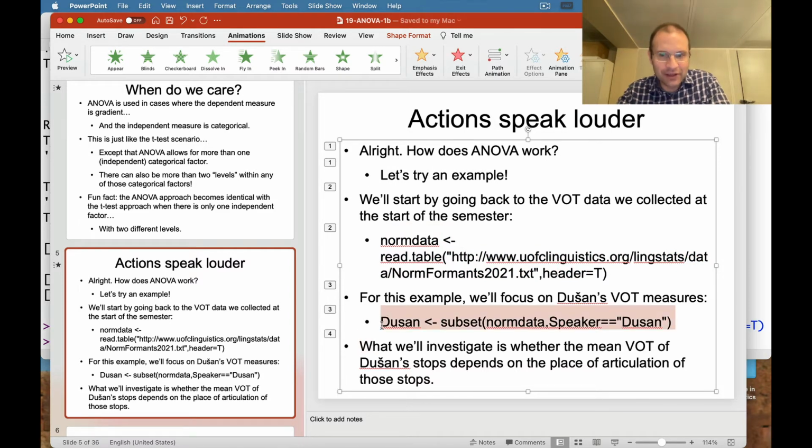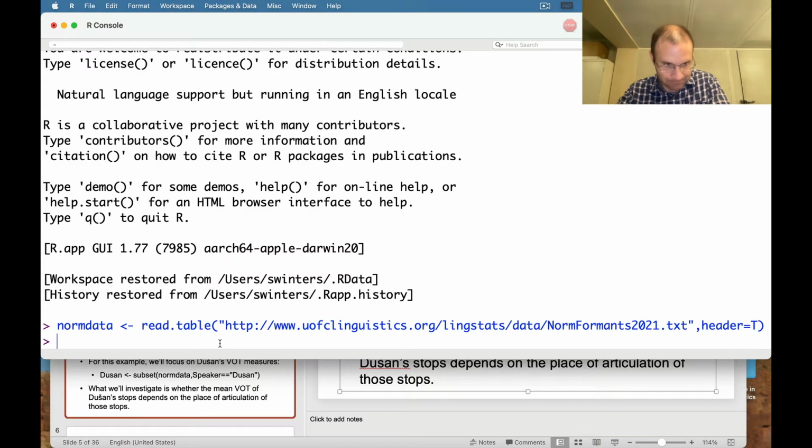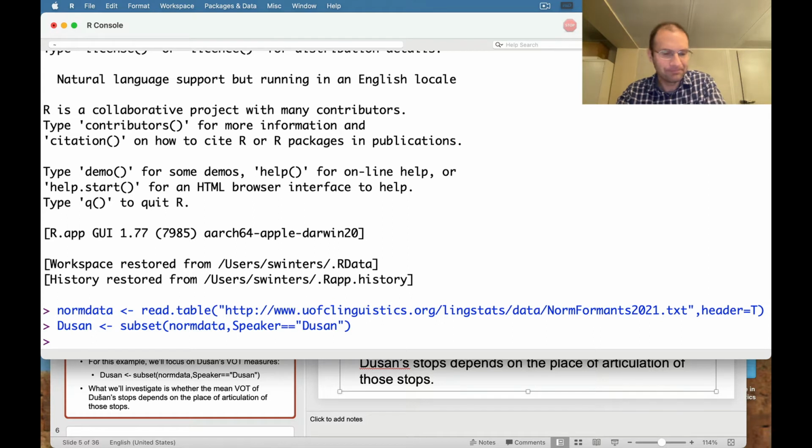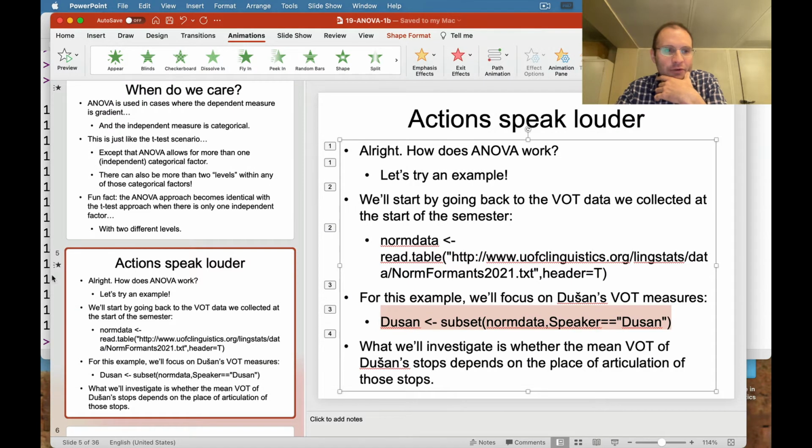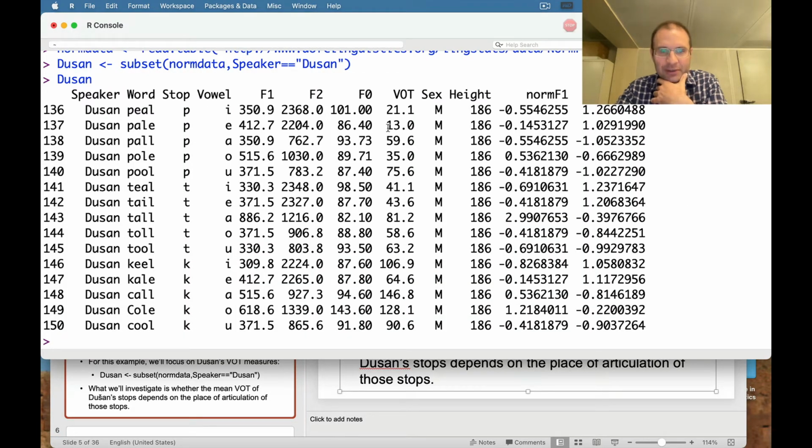And what I want to look at here is the VOT data that we collected back at the start of the semester. I want to look at a particular speaker who's actually not in this class, still working through the PhD program at this university, but he took this class two years ago, and his name is Dusan. He is a native speaker of Serbian who speaks English very well. The question we want to answer is whether the VOT for his stops with these English words depends on the place of articulation of those stops.